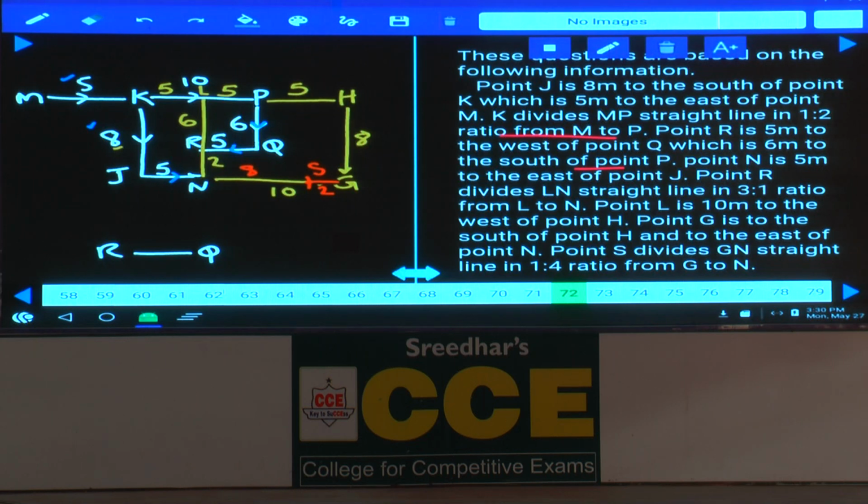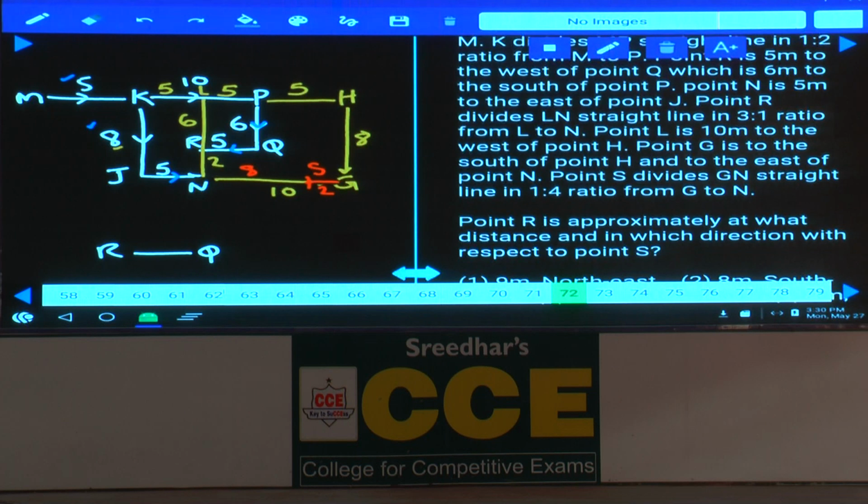And R divides L and N in a straight line in the ratio of 3:1. And L to R it is 6, R to N it is 2. And the total distance is 8, 3:1 from L to N.